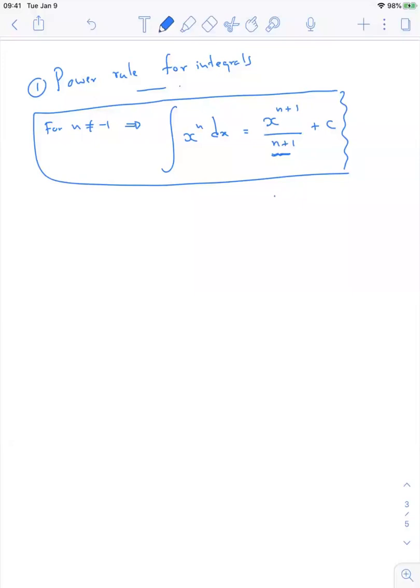One of the simplest examples is this: you know that if you differentiate a constant, the answer will be 0, right? This is something that you already know. Now, one way to look at this is, if I need to integrate the constant, then what happens?